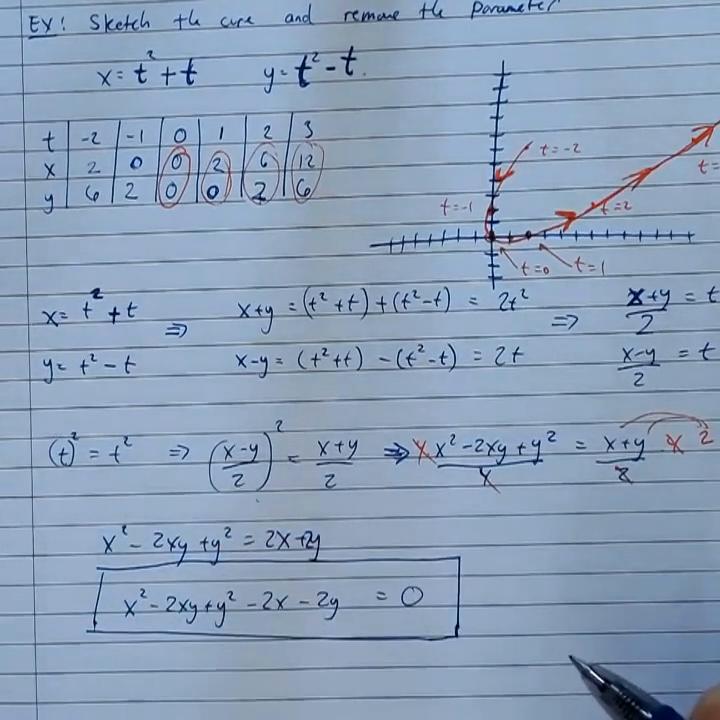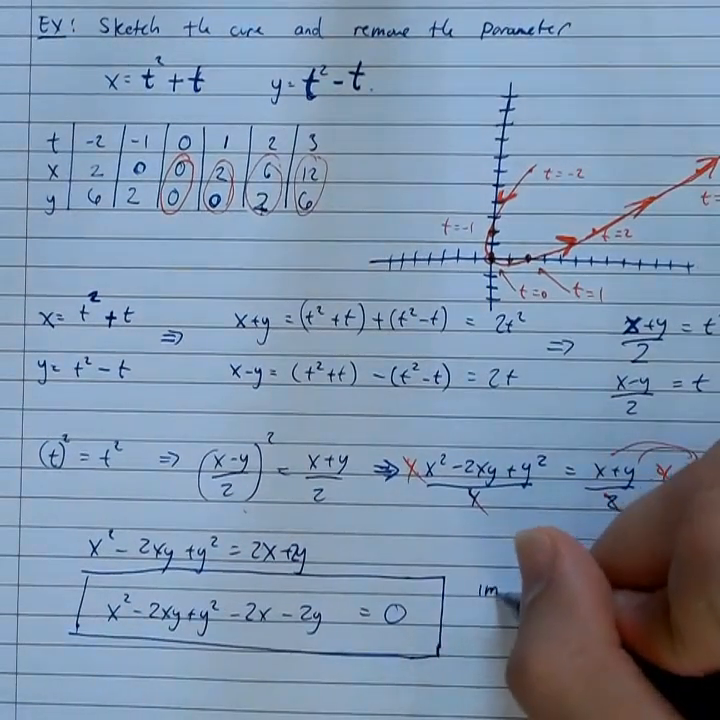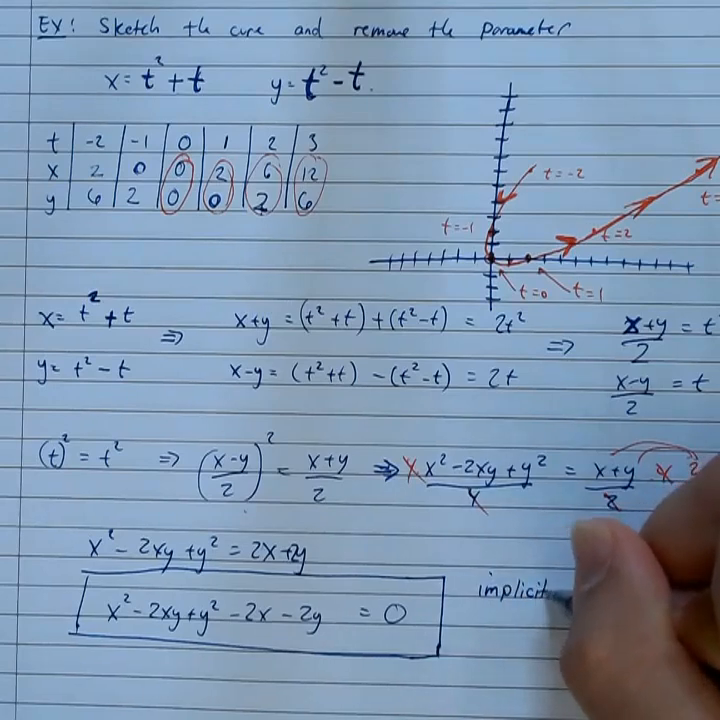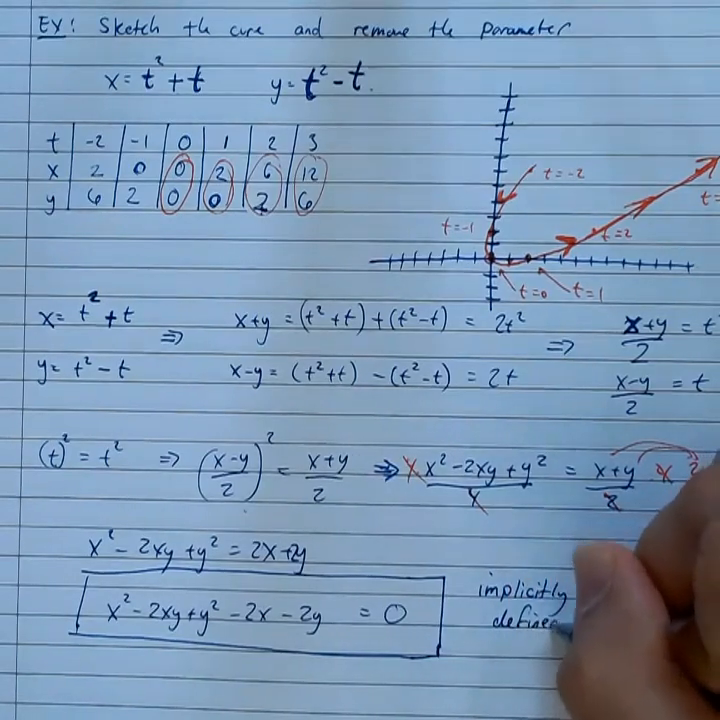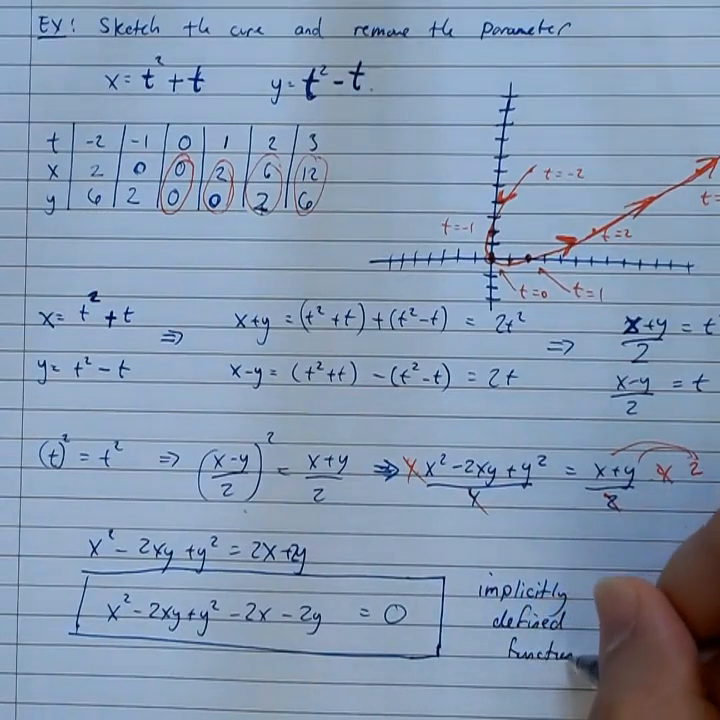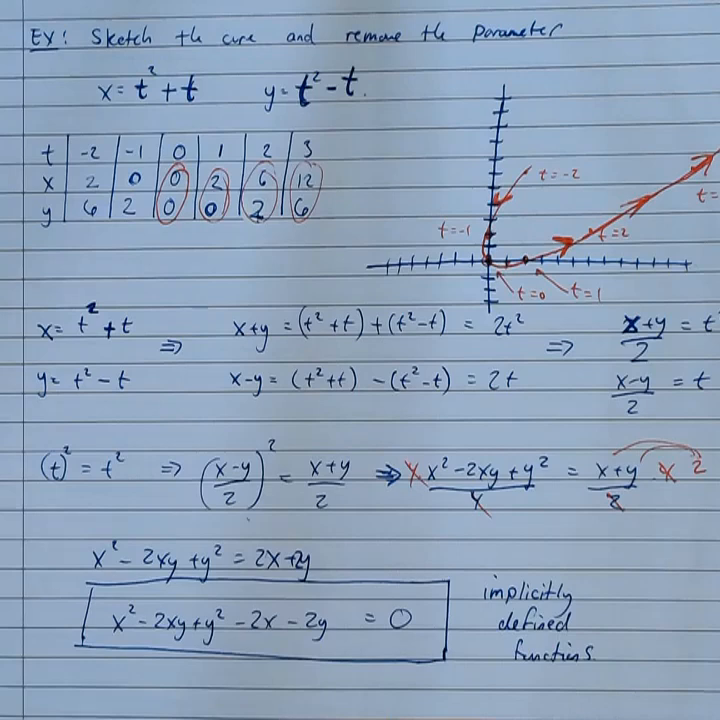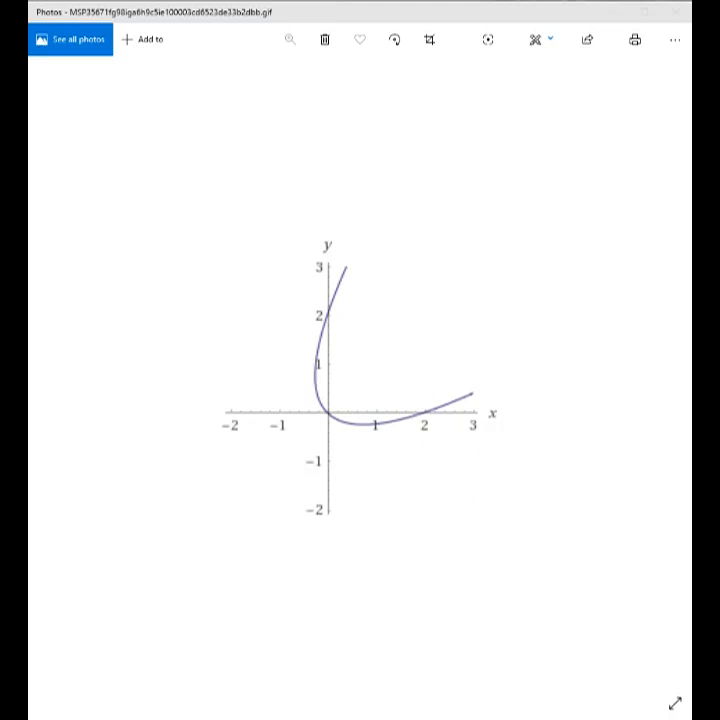From Cal 1, you may remember the name of these. These are implicitly defined equations, or implicitly defined functions. So it may not be possible to explicitly write the equation without a parameter, but it can be done implicitly. And in fact, here is the graph of the implicitly defined equation, x squared minus 2xy plus y squared minus 2x minus 2y. It looks like this. It's almost parabolic, isn't it? And it's been rotated a bit.